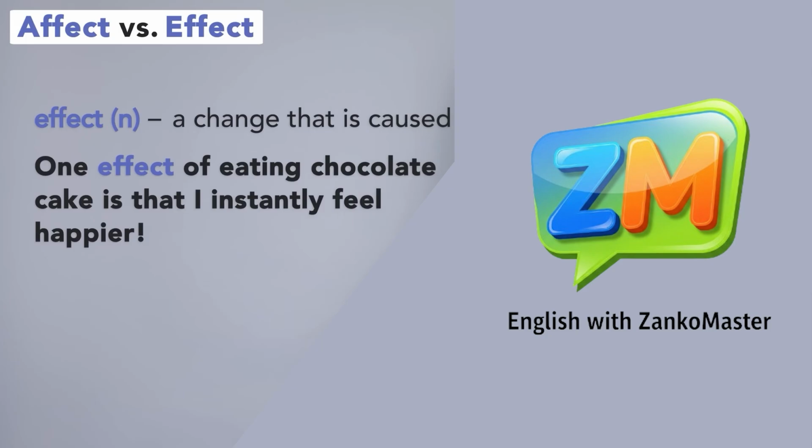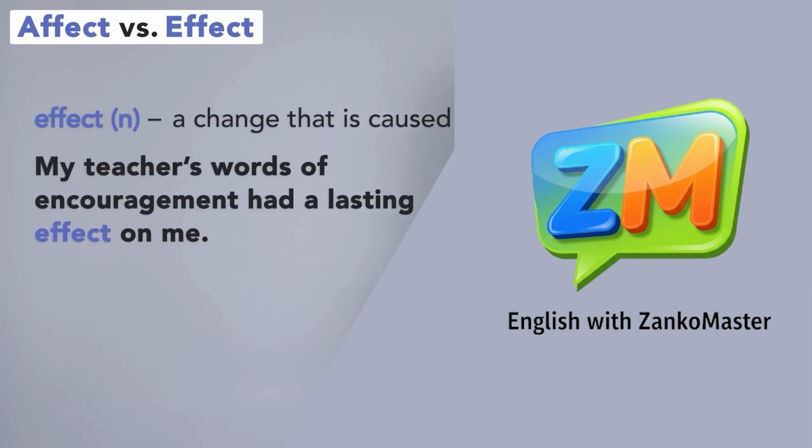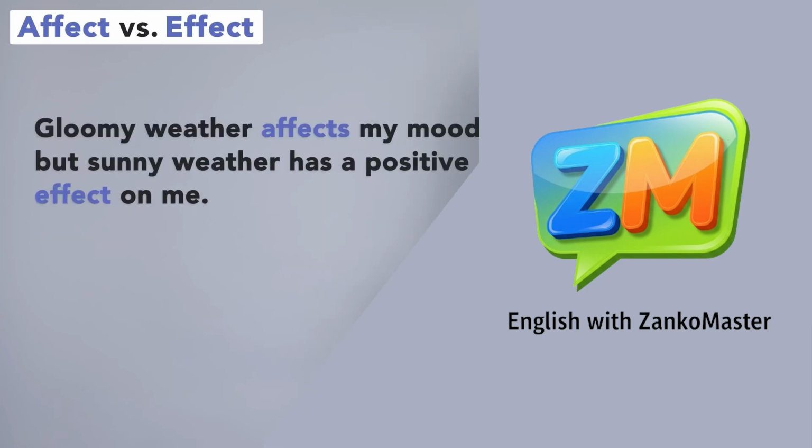And it refers to the change that is caused. For example, one effect of eating chocolate cake is that I instantly feel happier. Or my teacher's words of encouragement had a lasting effect on me. To have an effect on somebody is a common collocation. Here's another example, using both this time. Gloomy weather affects my mood, but sunny weather has a positive effect on me.